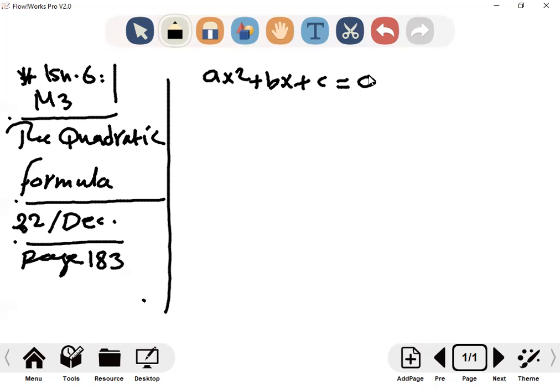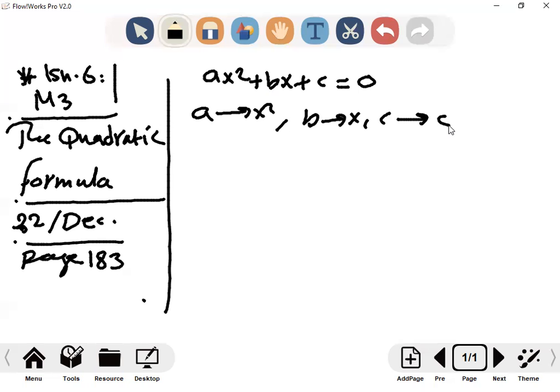Now, a always goes with x², b always goes with x. b is always the coefficient of x, and c is the free term. And we said a cannot be 0, because if a is 0, then there is no x², right? Then it's not a quadratic equation. So b and c can be 0, but a cannot be 0.